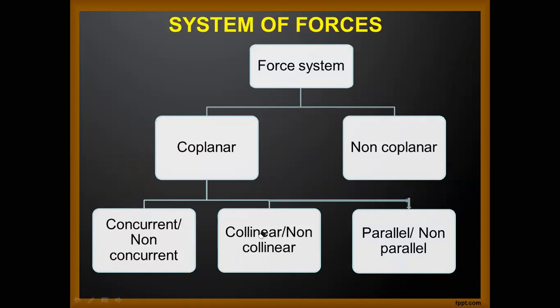Next, what is a collinear force system? As I mentioned, collinear means that the line of action of the forces lies along a single line. The best example I can give is two teams participating in tug of war. The line of action of the forces from both ends will be along a single line, the line where the application of the forces takes place. So this is called the collinear force.